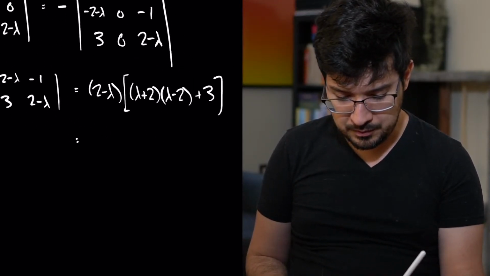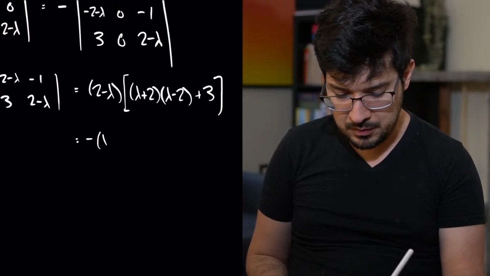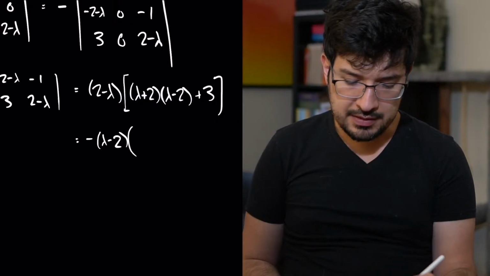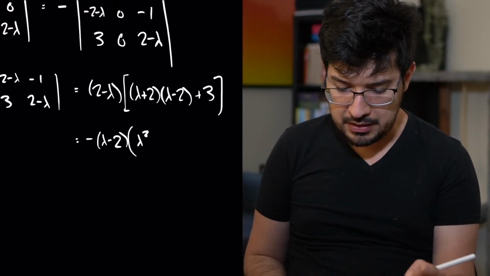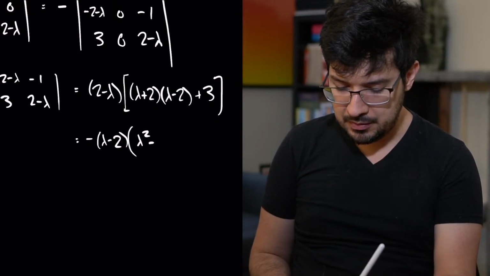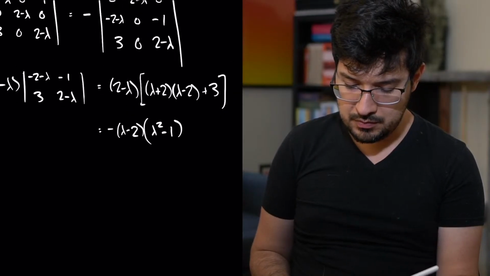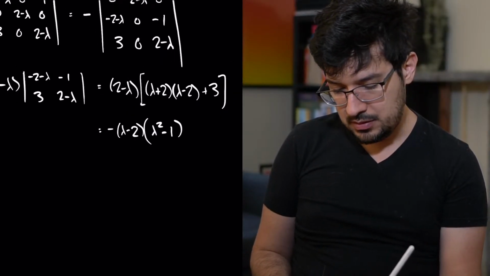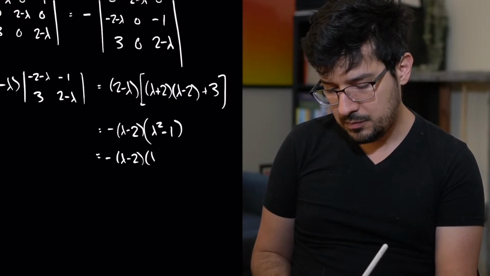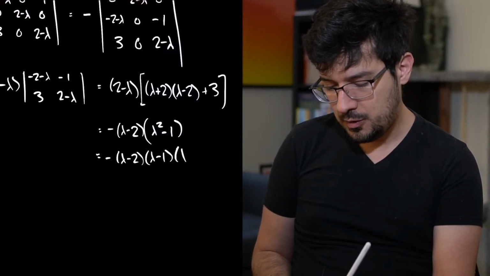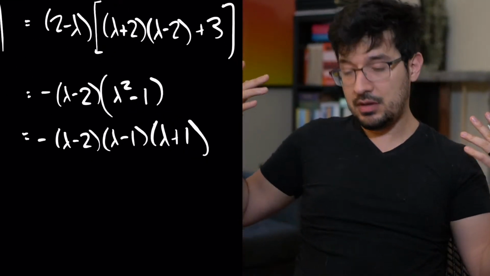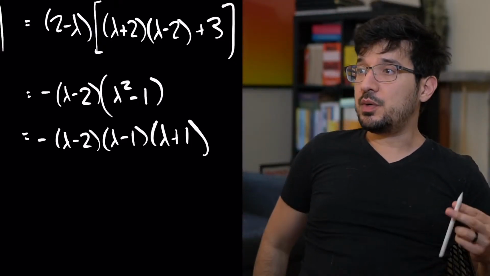Now, this is going to be lambda squared minus 4 plus 3. Right? So now we can see all of our eigenvalues. Lambda squared minus 1 factors as lambda minus 1 times lambda plus 1.